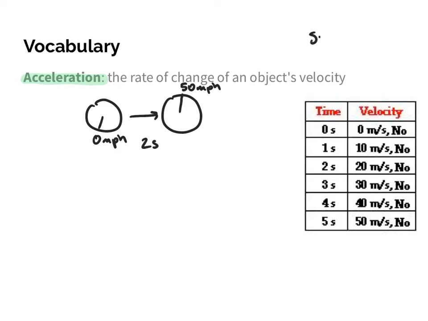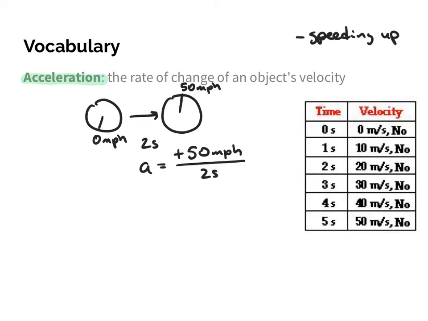This means that I am speeding up. So speeding up is one example of acceleration. And what acceleration means is the acceleration is going to look at how much speed I gain or lose in that time frame. So in this case, I gain 50 miles per hour, and I gain that in 2 seconds. Okay? So it's going to look at how much speed I gain or lose every second.